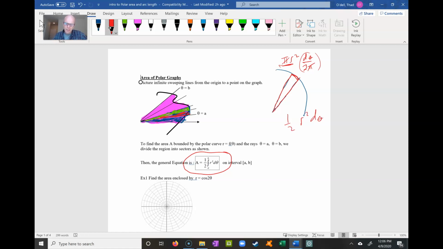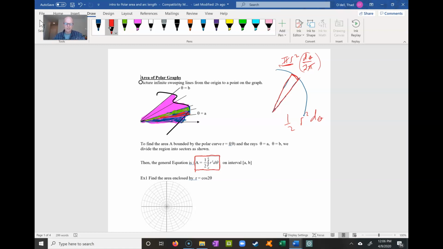The limits of integration are in terms of theta, because we're integrating from a certain angle to a different angle, right? So you want to keep this little box here in mind. That's why I boxed it for you. That's going to be the form of all of the areas that you're finding.